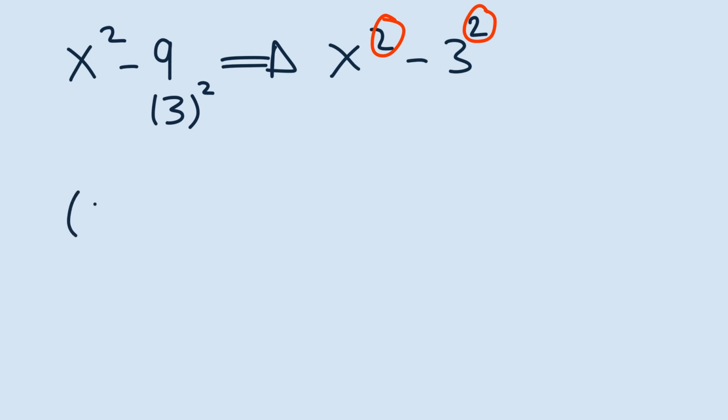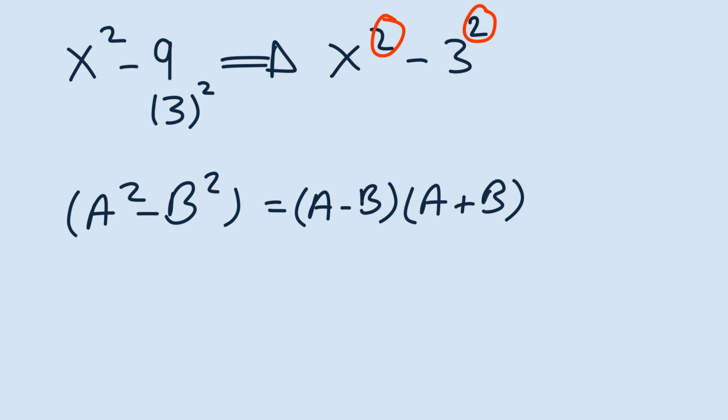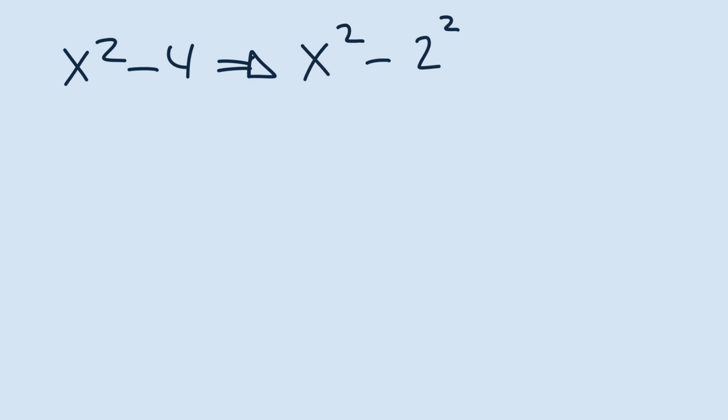According to the rule, we can write a squared minus b squared equals a minus b, a plus b. So in this case, the answer will be x minus 3 and x plus 3. And that's it. Let us solve this question together. X squared minus 4. This is a difference between two squares. Because x is already squared, we can write 4 as 2 squared. And the factorization according to the rule will be x minus 2 and x plus 2.